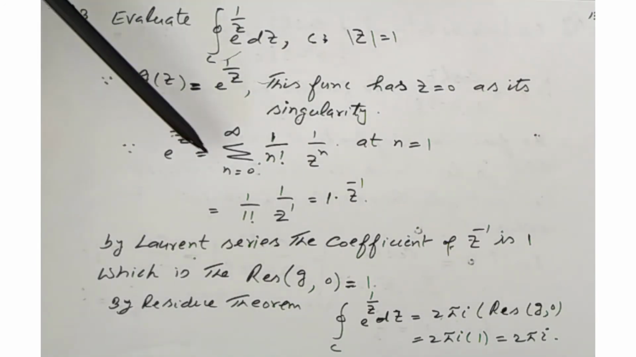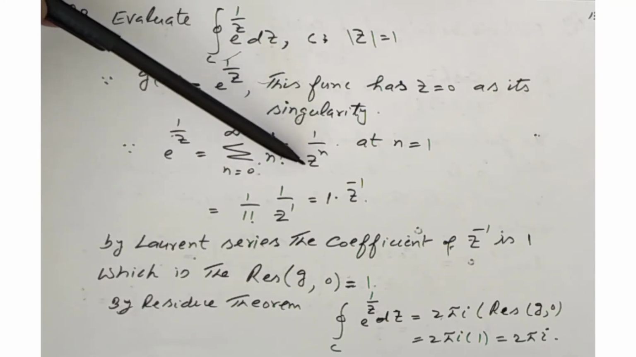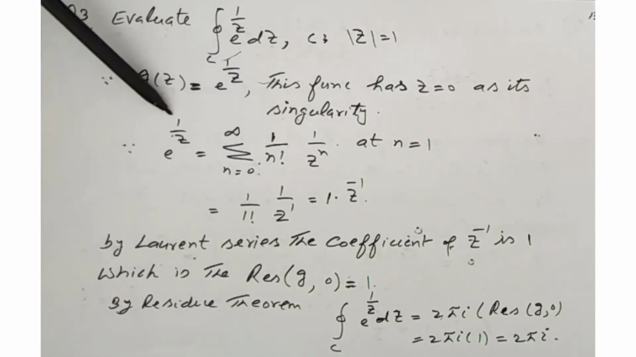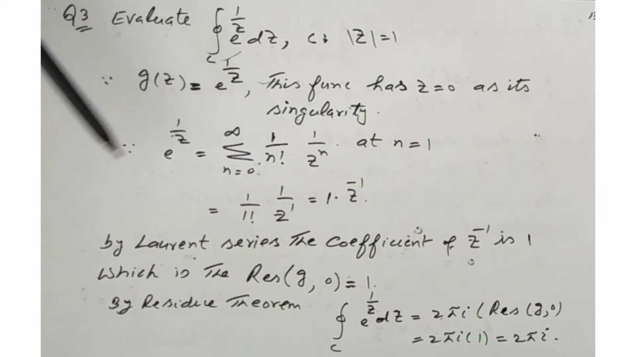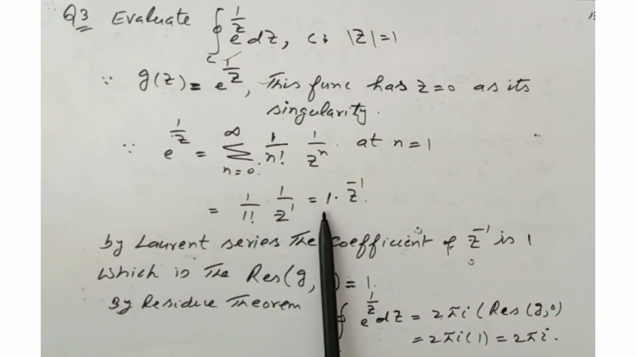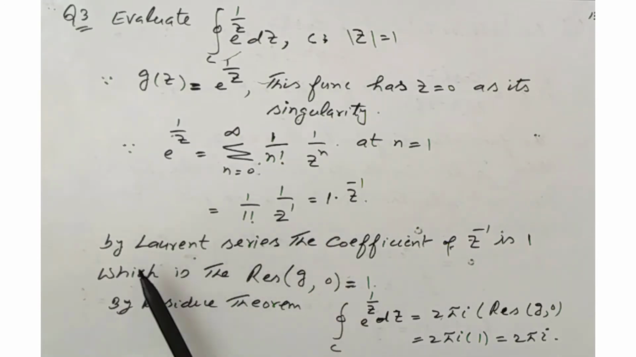You see that e to the 1 by z equals the summation from 0 to infinity of 1 by n factorial into 1 by z to the power n. So this is the expansion of e to the 1 by z. At n equal to 1, we have 1 by 1 factorial times 1 by z, which is 1 into z to the power minus 1. So the coefficient of z minus 1 is 1. By the Laurent series, the coefficient of z minus 1 is 1, so this is the residue of the function at 0.